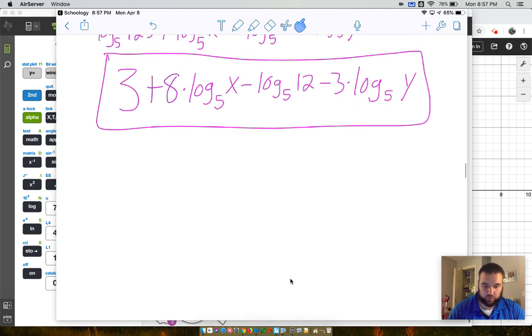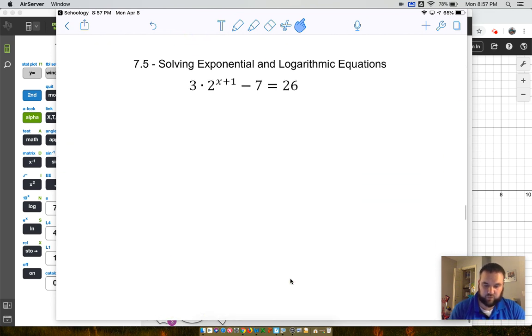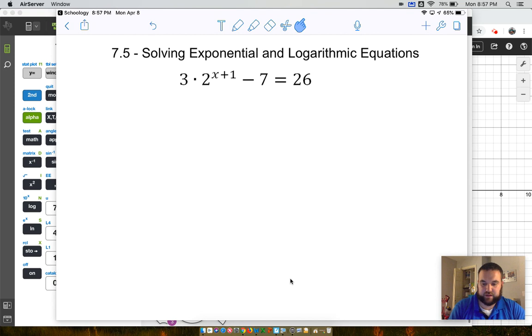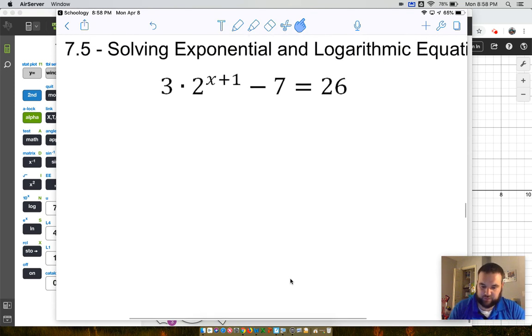Okay, so that was expanding or simplifying. Our last section, and this is kind of the reason that we do all this stuff, is to be able to solve equations that have exponential functions in them or have logarithms in it. So I'm just going to buzz through a couple examples real quick of each.